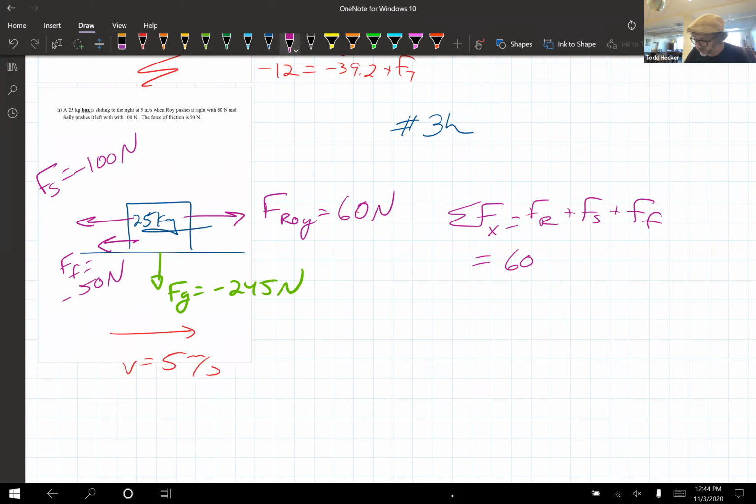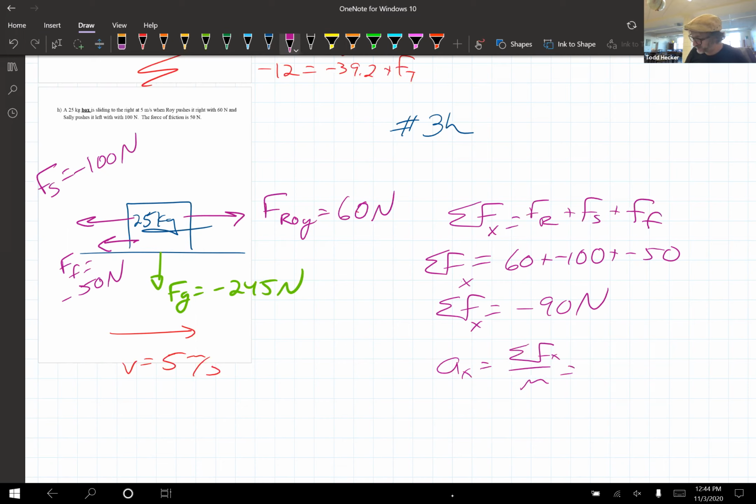So what do we get? 60 plus negative 100 plus negative 50. So our net force horizontally looks to me like it's going to be negative 90 newtons. So now I can find, this is all horizontal, right? My acceleration horizontally is net force over mass. So negative 90 newtons over 25 kilograms. 90 divided by 25, yeah, negative 3.6 meters per second squared.